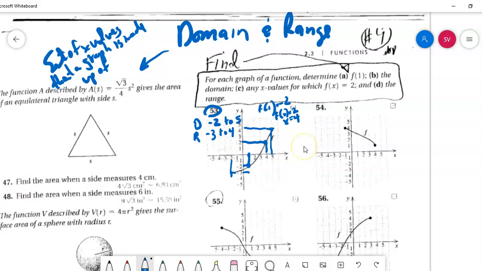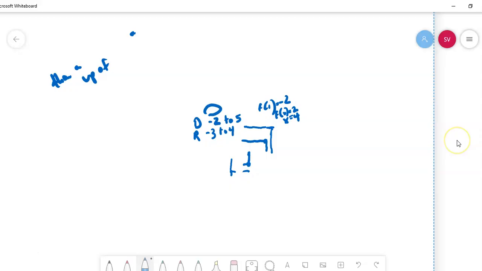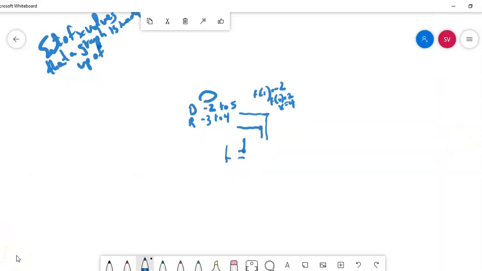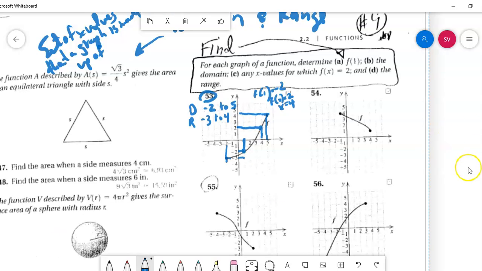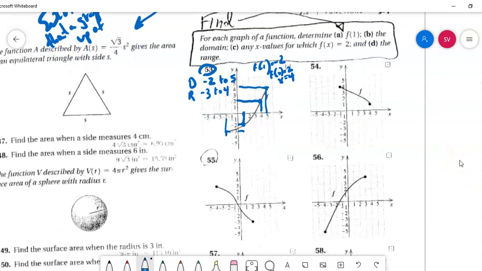Let's look at another example. Okay, so let's look here. Let us first find the domain of this right here. So I'm going to scan left to right. Do I have any starting point? Right here. What is the x value that corresponds to that starting point? -4.